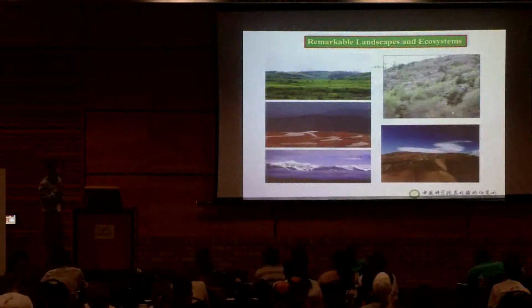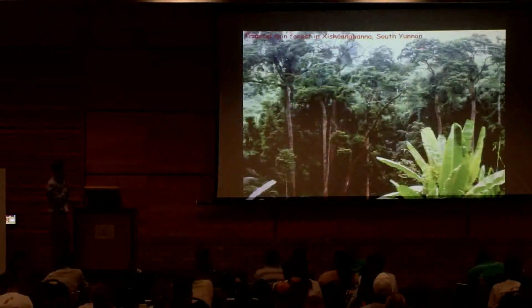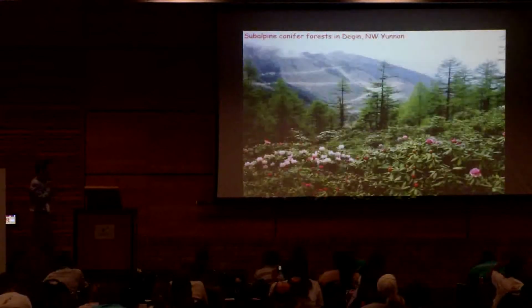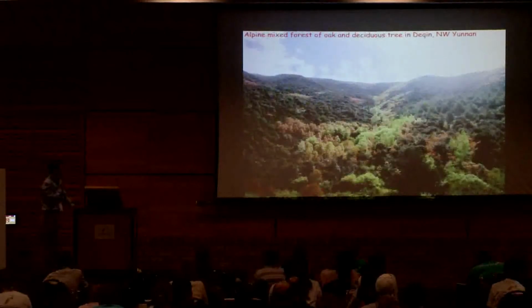So here are just a few pictures to illustrate the landscape and the ecosystems: the tropical rainforest in Xishuangbanna, bordering Laos and Myanmar, and the evergreen broadleaf forest in the central part of Yunnan, and the subalpine conifer forest in northwest Yunnan. Here is Baimaxueshan in Deqin. And more deciduous and alpine mixed forest in northwest Yunnan.